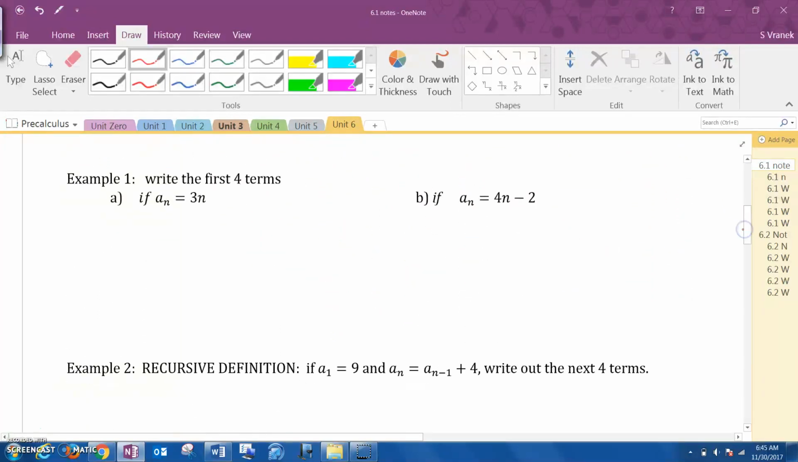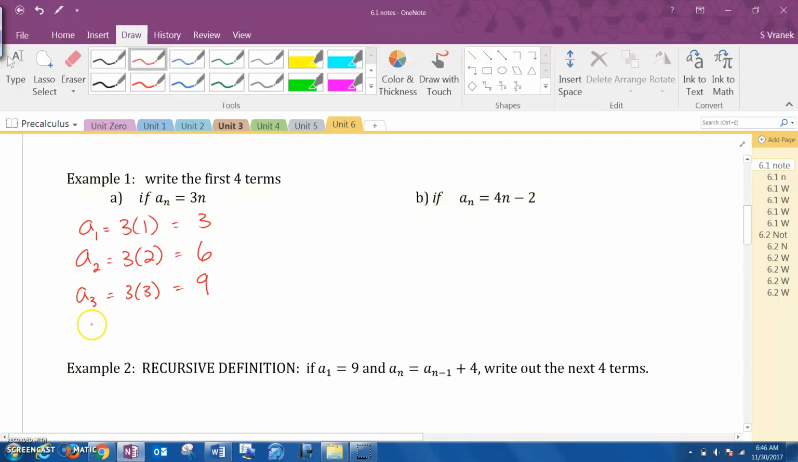Example 1, write the first 4 terms. So that means I want when N is 1, 2, 3, 4, if A of N equals 3N. So all you do is plug in 1, 2, 3, and 4 to generate your sequence. So if I plug in 1 for N, I get 3 times 1, which means the first term is 3. If I plug a 2 in, I get 3 times 2, which means the number is 6, or the second term is 6. And I just keep going with this.